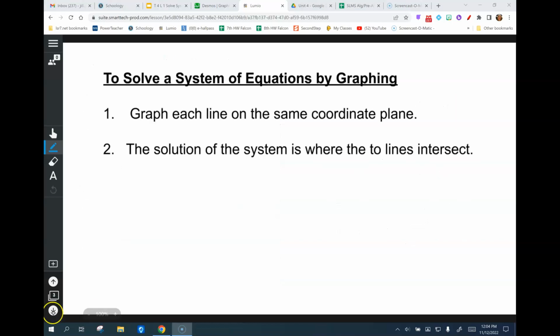Good, let's do it. I just want to be very clear: to solve a system of equations by graphing, first I'm going to graph each line on the same coordinate plane. That's important. And second, the solution is going to be where the lines intersect. So in this lesson, we're going to graph them, find out where they intersect, then state our solution. Our solution is going to be an ordered pair. All of our solutions will be an ordered pair.